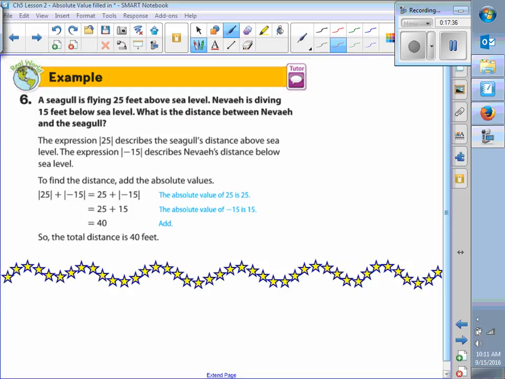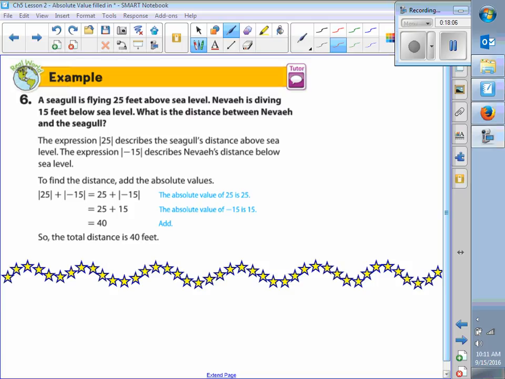The seagull is flying 25 feet above sea level. Do you think that's going to be a positive or a negative? Positive. Very good. Nevea is diving 15 feet below sea level. Is that going to be a positive or a negative? Negative. Good.